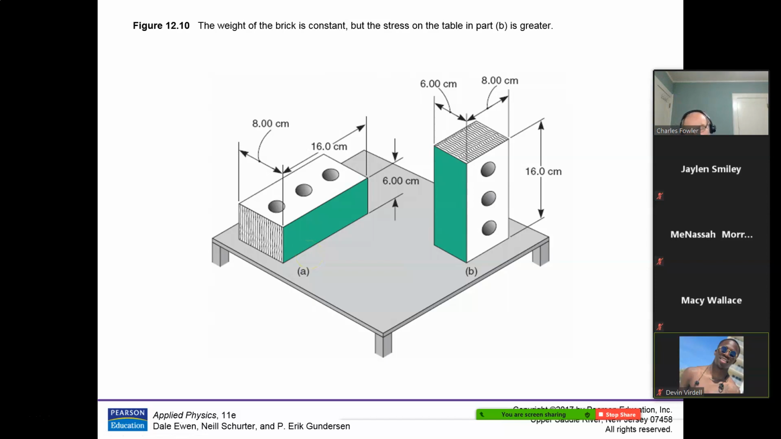Now, it's not a lot of stress, because a pascal is a very small unit. However, you turn the block up on edge where now it's 8 by 6, 8 this way, 6 that way, that's only 48 square centimeters. And you do the same thing, convert that to square meters, and now you have 2,500 pascals.